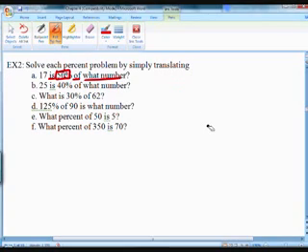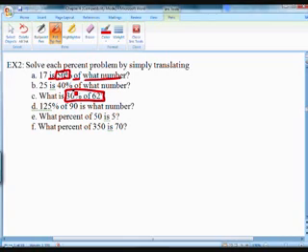The next one. What is 30% of 62? Well, think about what you're doing here. How do you do 30% of 62? Think about what I told you. What does "of" mean? Times. What's 30%? 0.3. So all you're doing there is multiplying.